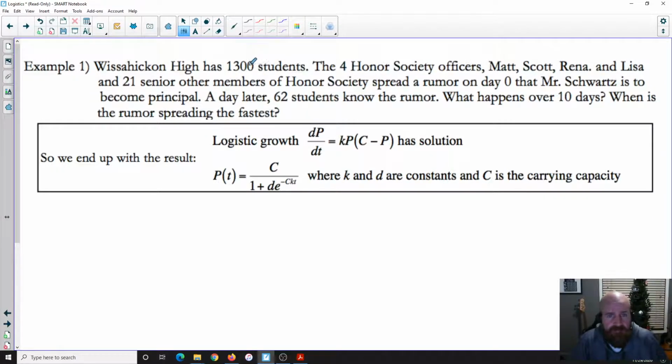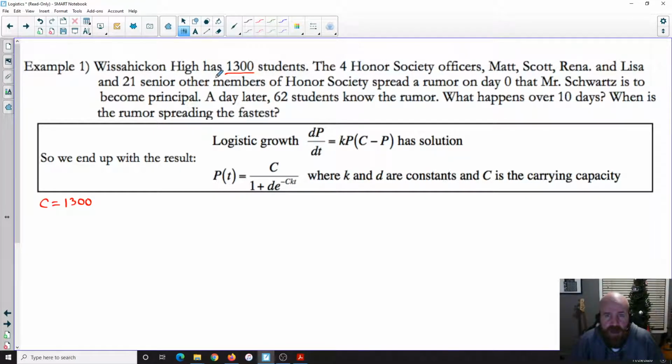So very similar. So carrying capacity. How many students can know the rumor at most? Well, 1,300 students in the school, so that's going to be our carrying capacity. So that's going to be the C value here. So we'll keep that in mind, and we can just write things out as we know them. So C value is 1,300. That's our carrying capacity.